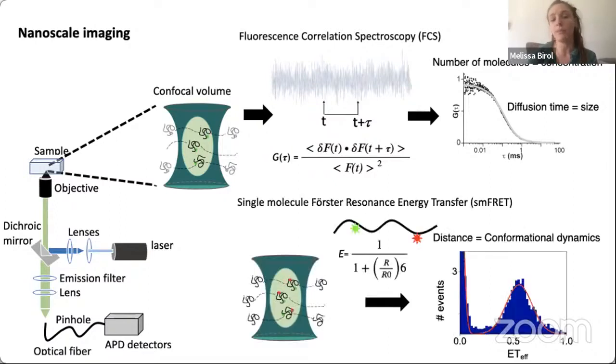We also use single molecule FRET, which is also based on diffusion, where we can look at conformational dynamics. So by putting two probes on the same protein or on different proteins, we can understand the conformational dynamics our protein system might be undergoing.